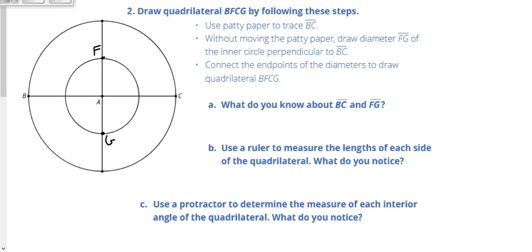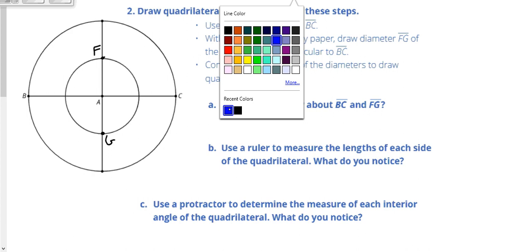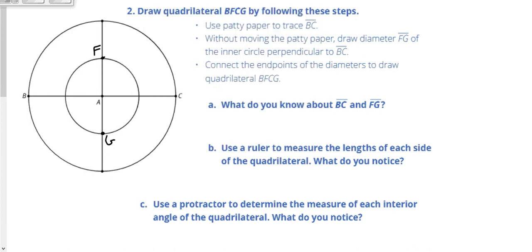So now I just need to connect. They ask us to connect the diameters. So I'm going to connect the endpoints of the diameters, B to F, F to C, C to G, and G to B. So just take your ruler and connect the endpoints there.